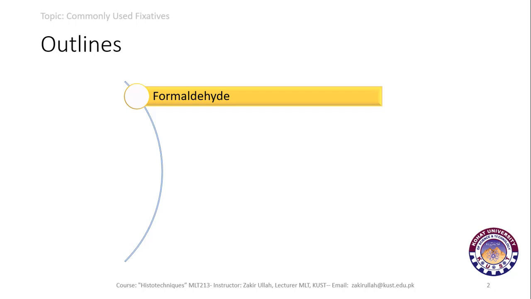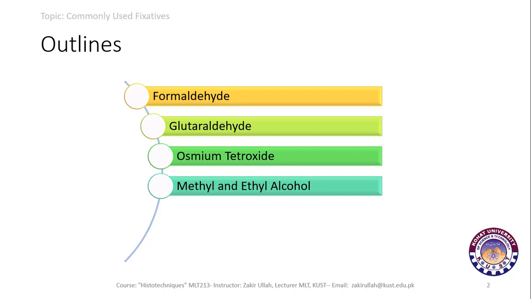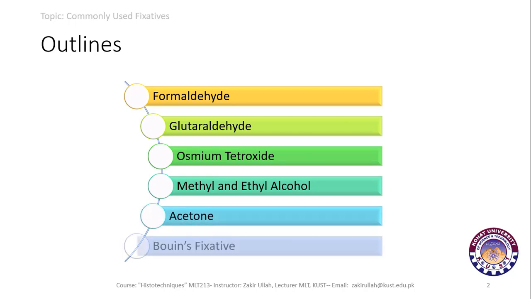The first one of them is formaldehyde, which is used for the routine histopathology lab, then the glutaraldehyde fixative, osmium tetroxide, methyl and ethyl alcohol, acetone, and Boyne's fixative. So, this is the list of fixatives commonly used in the histopathology lab for the fixation of different tissues, and also these are used for the processing of tissues depending on their tests and depending on their requirements.